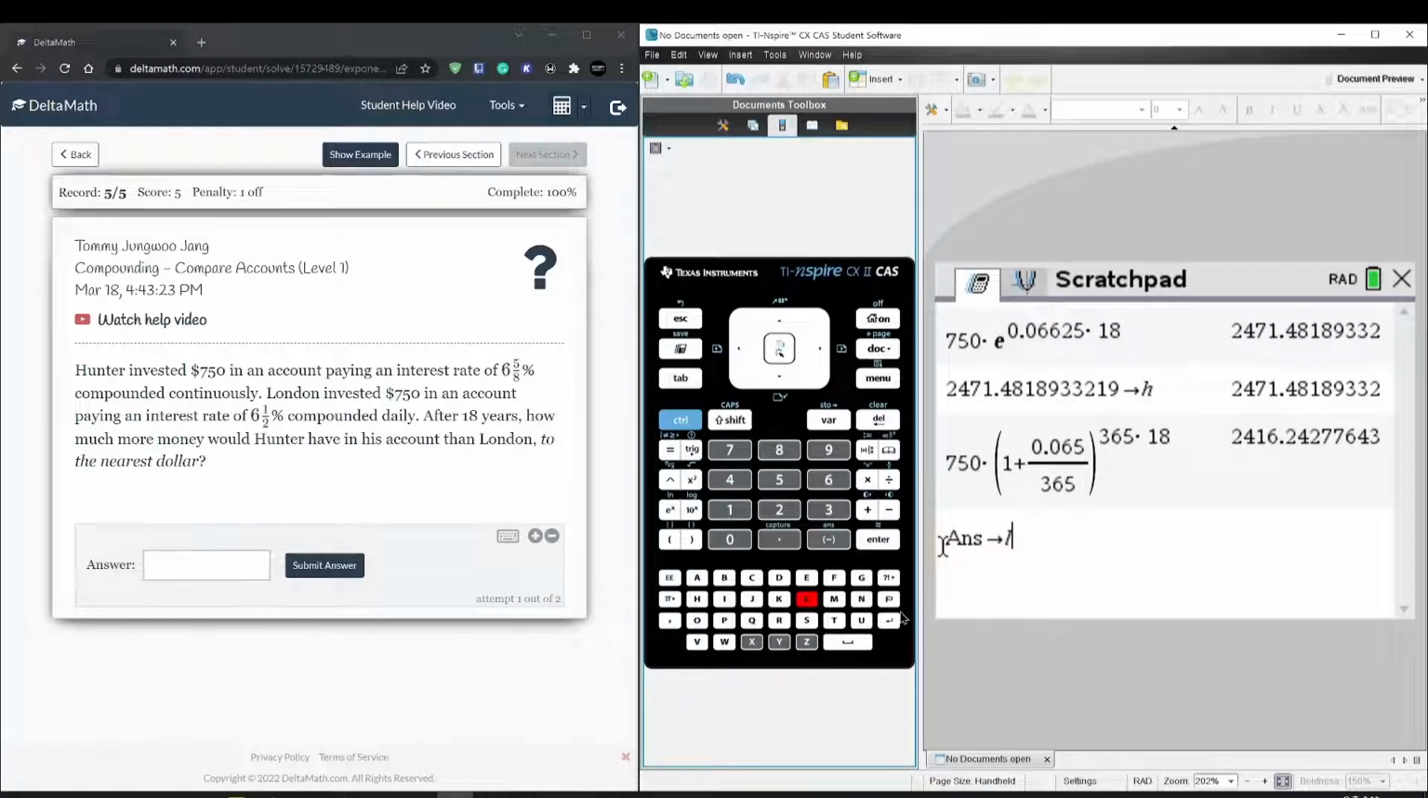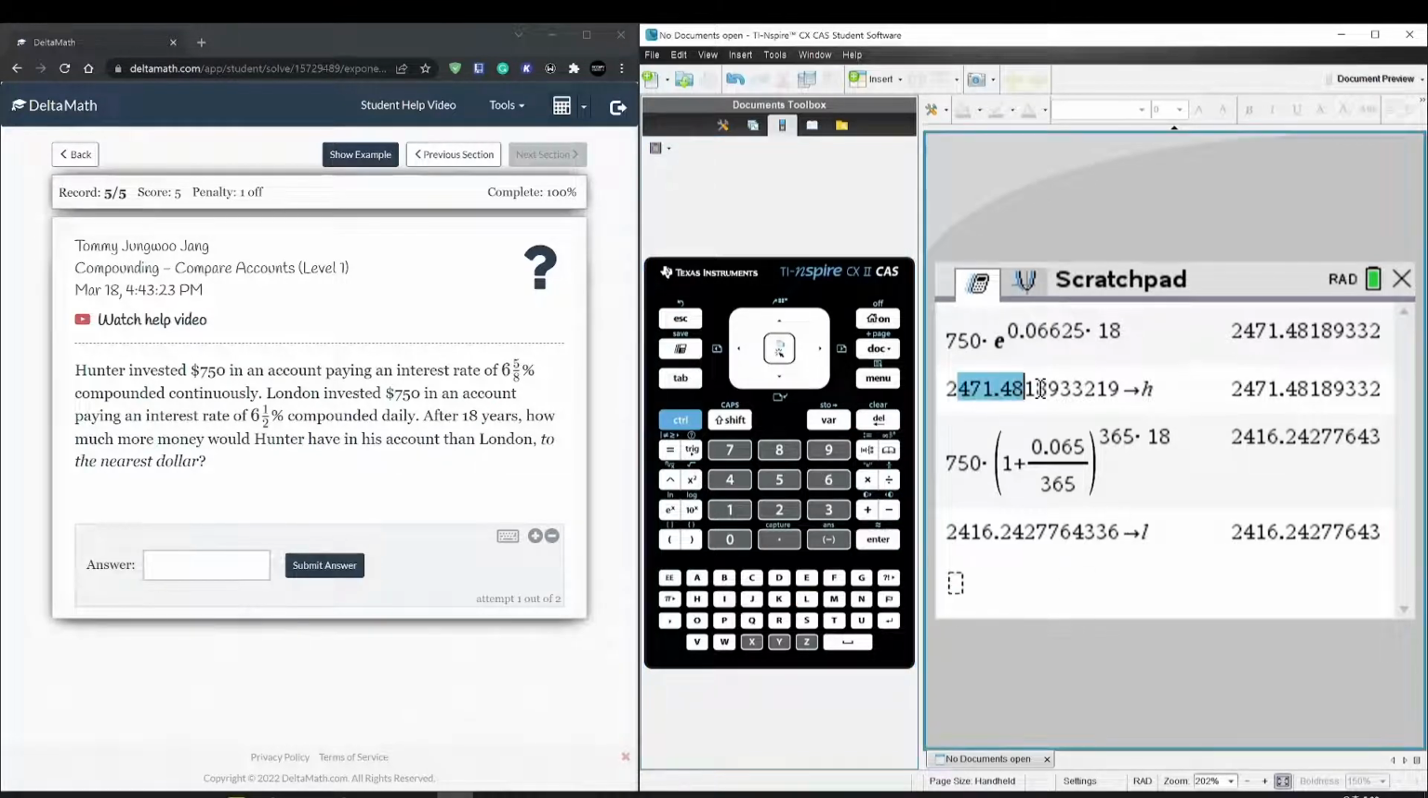Now this value is stored inside of H. This value is stored inside of L. In the context of the problem, the money that Hunter has is this much. The money that London has is this much. Now the question is asking how much more money Hunter would have than London. So we can do H minus L.